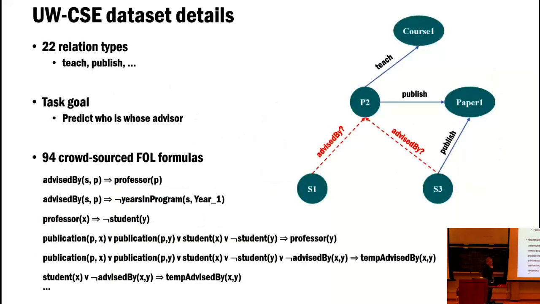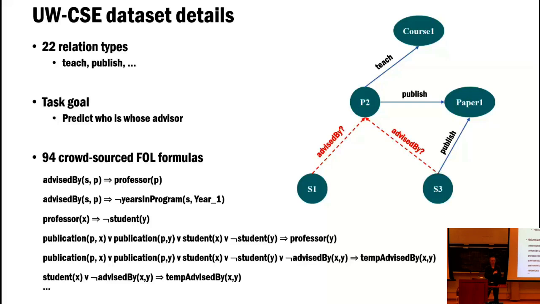This is the UW-CSE dataset. You can think of the entities as a student web page, a professor web page, a course web page, and a paper entity node. And there are relations such as teaching and publishing. The relationship you want to query or make predictions about is the advisor-student relationship. But in this dataset, you can intentionally mask out all the student-advisor relationships, and I want you to make predictions about that.